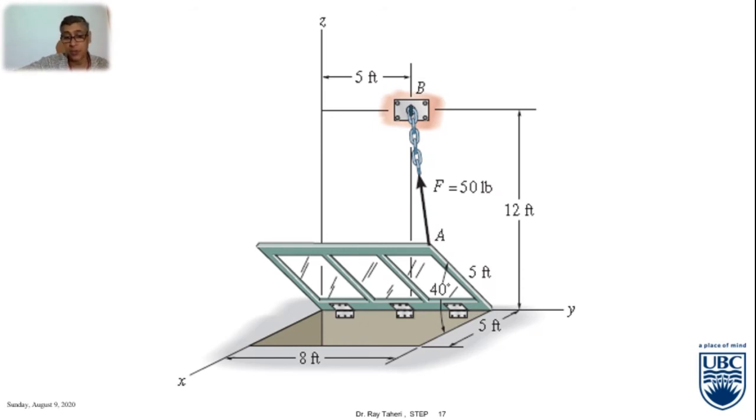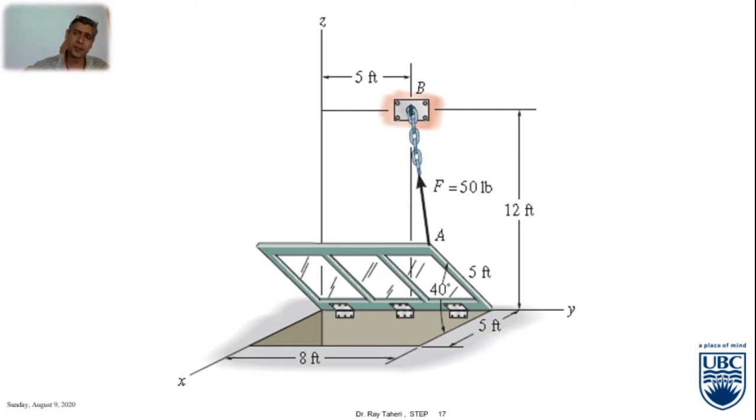Again, it all goes to calculating the coordinates of point A and the coordinates of point B, and from there you find the vector AB. From the vector AB, you find the magnitude of vector AB. Then you find the unit vector of AB by dividing vector AB by its magnitude, and then you multiply that by the magnitude of 50 pound, the force F.